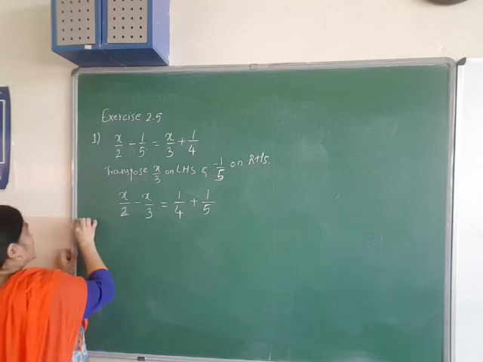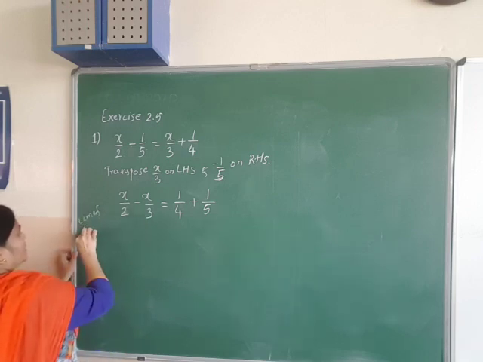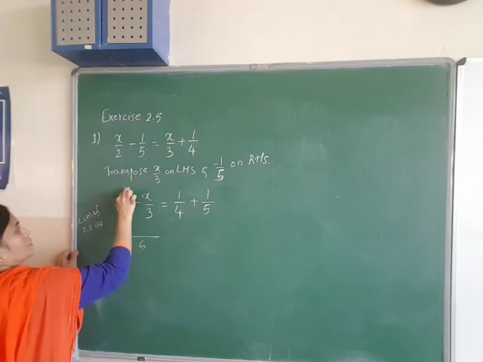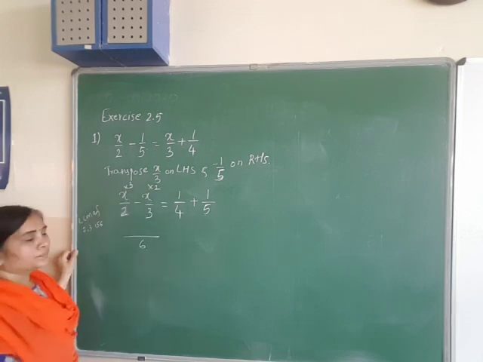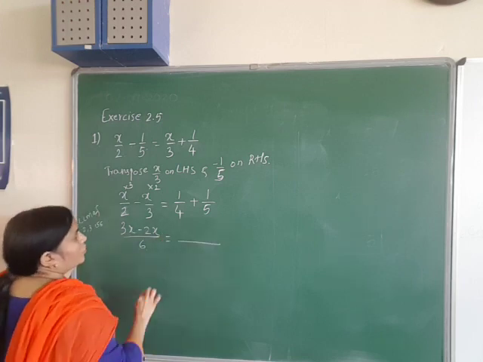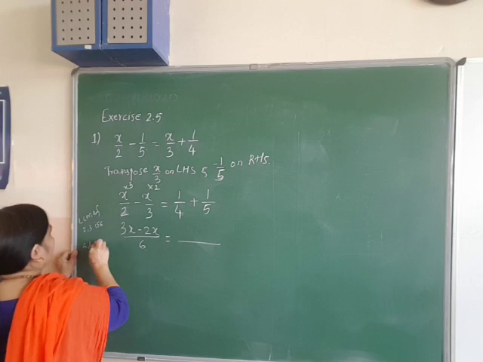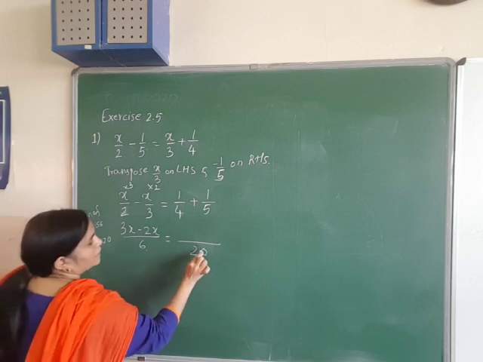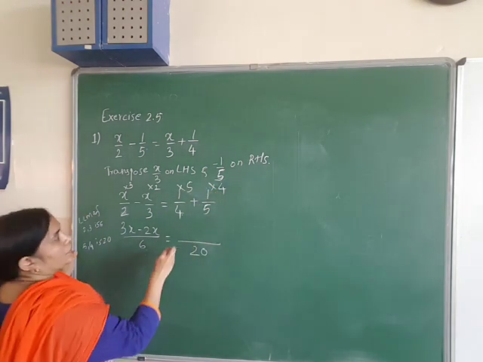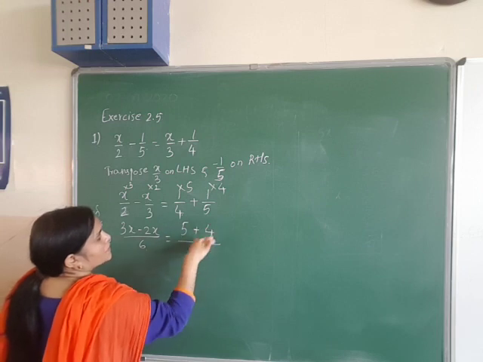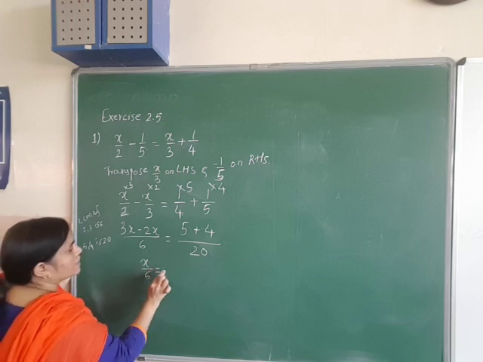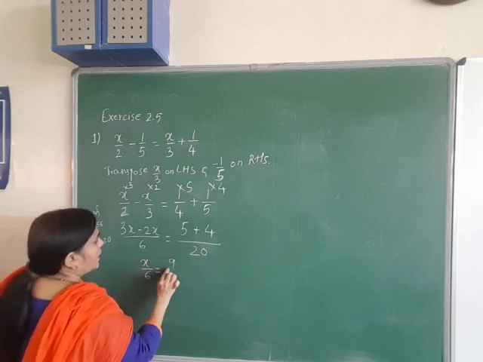LCM of 2 and 3 is 6. So the left hand side LCM is 6. 2 3s are 6, 3 2s are 6. So now 3x minus 2x. On the right hand side, the LCM of 5 and 4 is 20. 4 5s are 20, 5 4s are 20. Then 5 ones are 5 plus 4 ones are 4. So 3x minus 2x is x by 6, equal to 5 plus 4, that is 9 by 20.